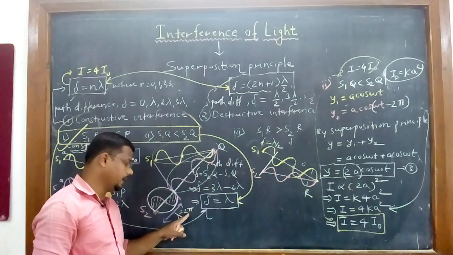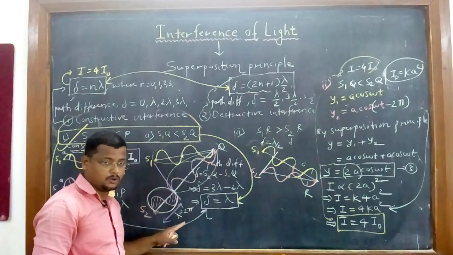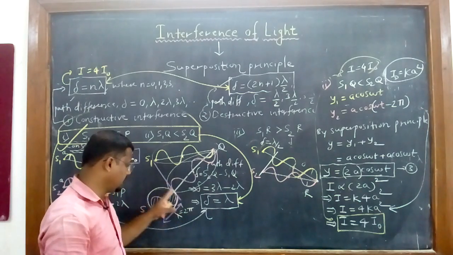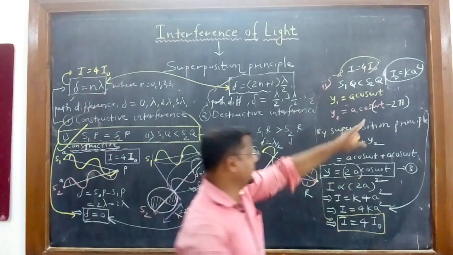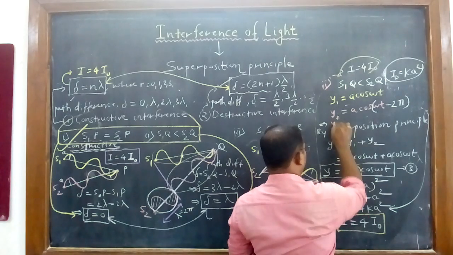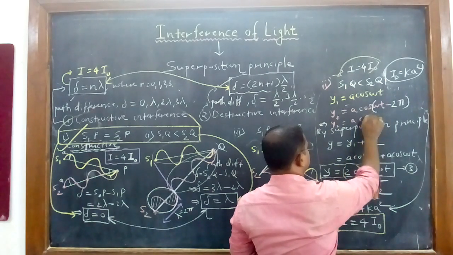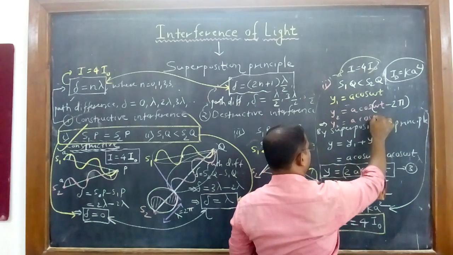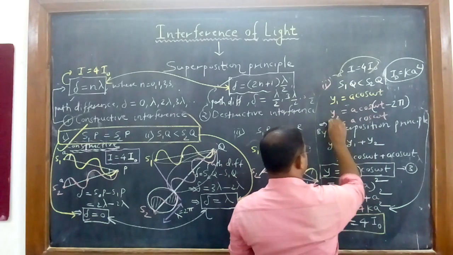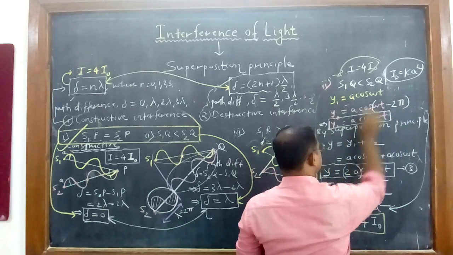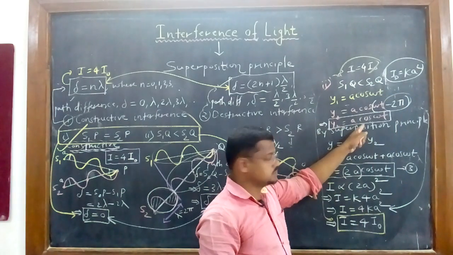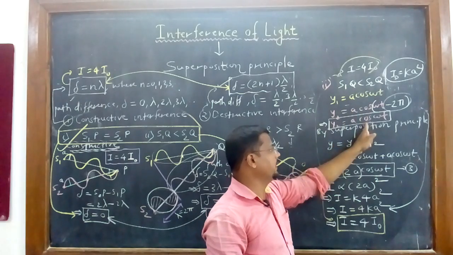An angle of 2 pi corresponds to a length of lambda, the wavelength. So this path is extra, so I have written minus here, and this implies that y2 is equal to A cos of theta minus 360, which is again cos of theta. So again y2 is equal to A cos of omega t. Even though this 2 pi is subtracted here, nothing has happened to the wave equation; it is still y2 is equal to A cos of omega t only.